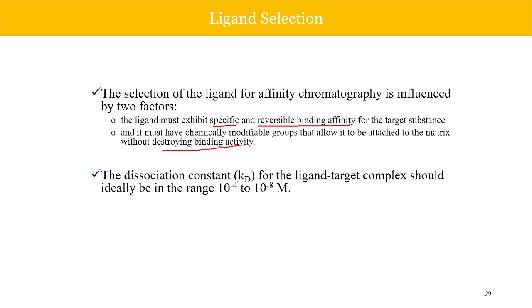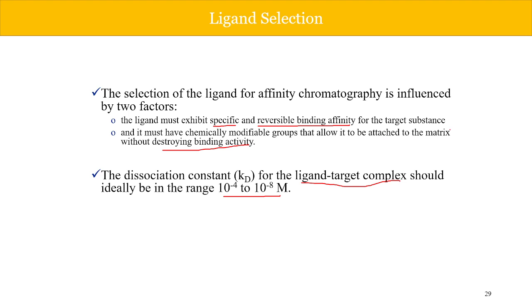And the dissociation constant, as I was saying, the ligand should not have a very tight binding or a very loose binding. It should have a perfect binding of around 10 to the power minus 4 to 10 to the power minus 8 molar, which is perfect for forming your ligand target complex and also for the elution process. So these are a few points which you need to keep in mind when you are selecting your ligand.